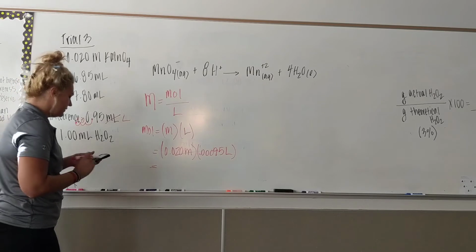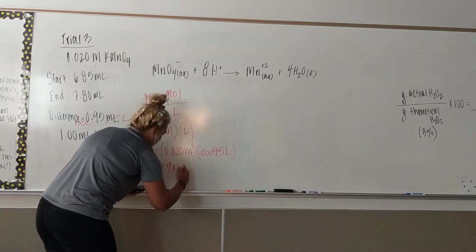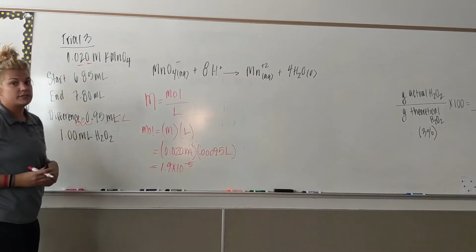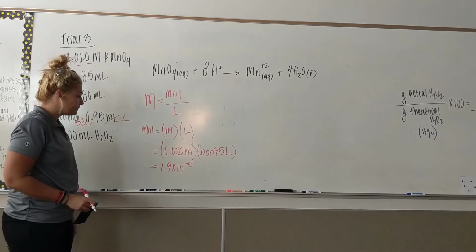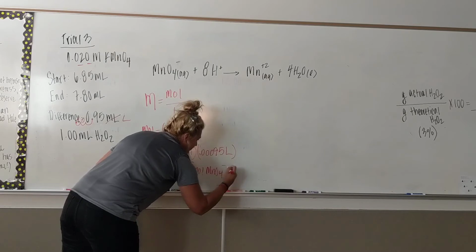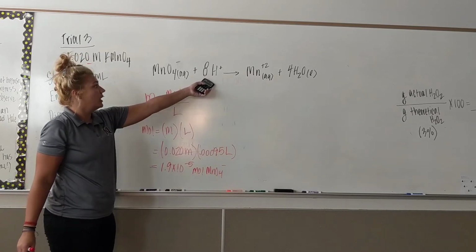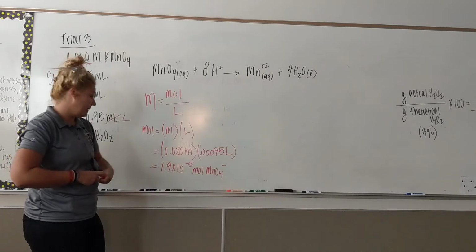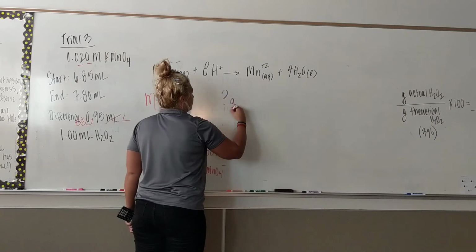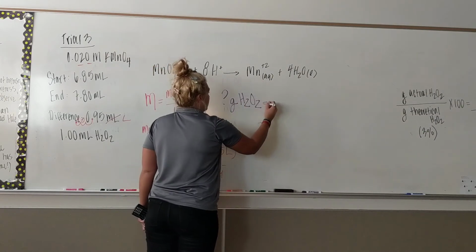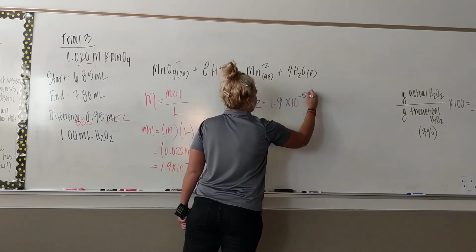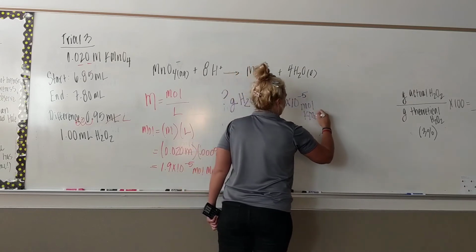If I plug this into my calculator, I should get a really tiny number. I'm going to turn this into scientific notation. It is 1.9 times 10 to the negative fifth. And since this is only 2 significant figures, that's what I'm going to pull, 2 significant figures. Okay? So this is moles of MnO4. So now I can go from moles of MnO4 to moles of H2O2, and then I can go to grams of hydrogen peroxide. So I'm going to say question mark grams of H2O2 is equal to the 1.9 times 10 to the negative fifth moles of KMnO4.